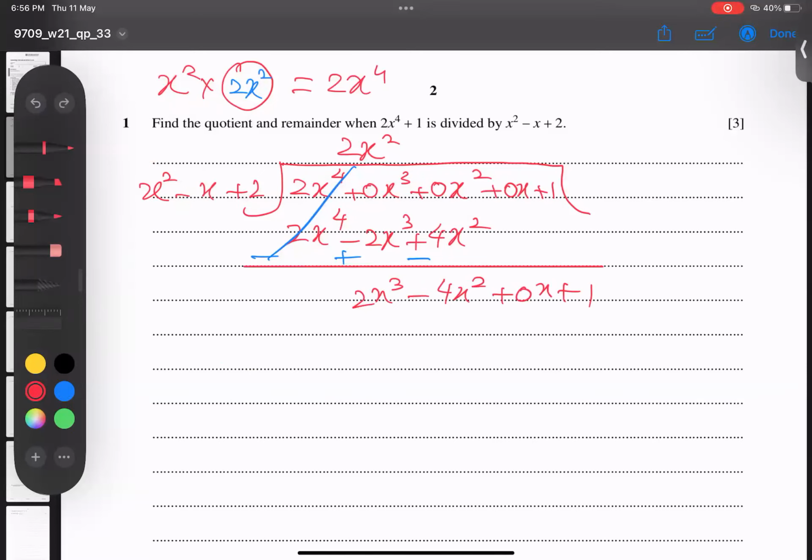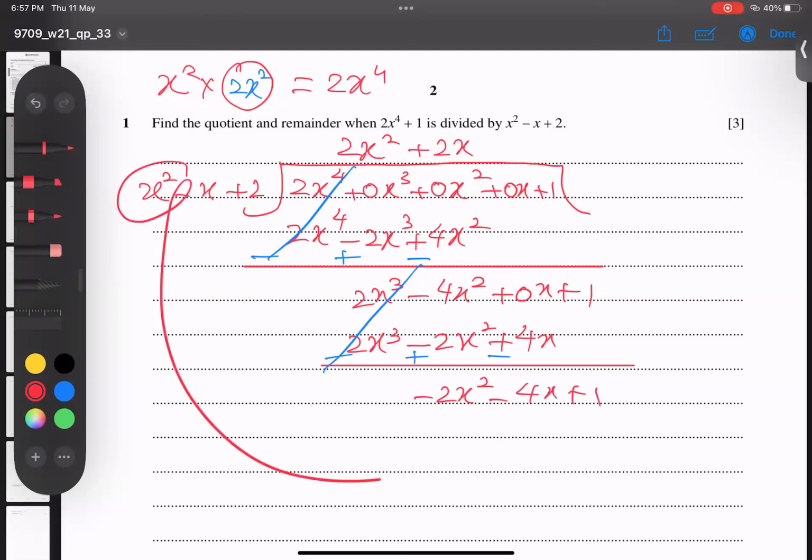Naturally, now I can plan plus 2x. So 2x multiplies with all values. First, I get 2x cubed, 2x into x, negative 2x to the power 2. Then with that, plus 4x. Sign changes are compulsory, so this cancels out. And what is here? Negative 4 plus 2, negative 2x squared, negative 4x and plus 1.